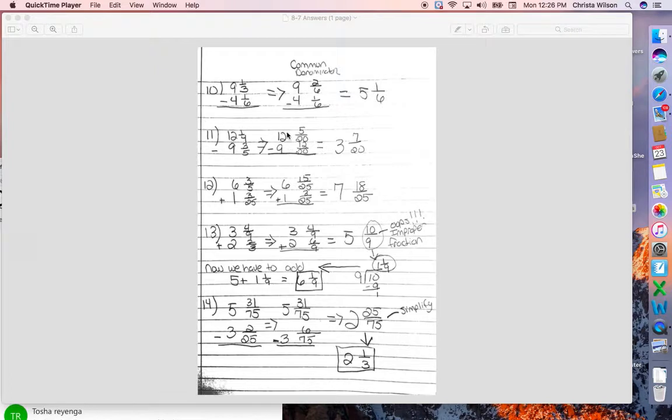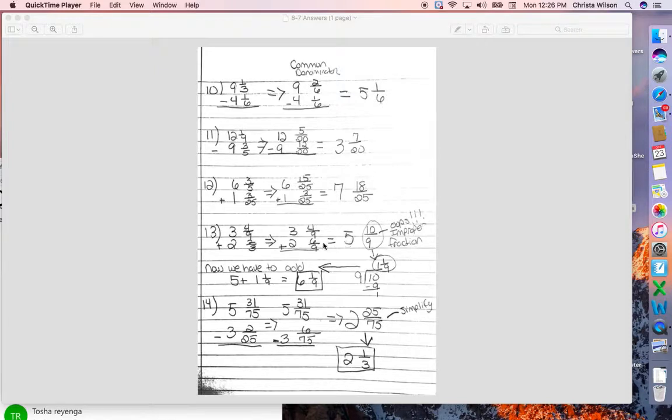And then I have my whole numbers here. So now I'm going to subtract 12 minus 9, which is 3. Then I subtract my numerators. 12 minus 5 is 7. So it's 3 7/20 is my new mixed number. Okay, so take a look at that one and see if you did it. Okay, that is in its simplest form.